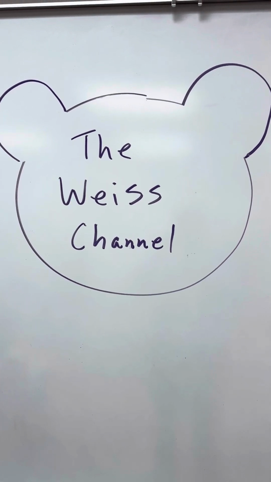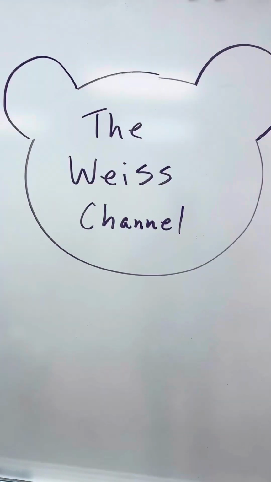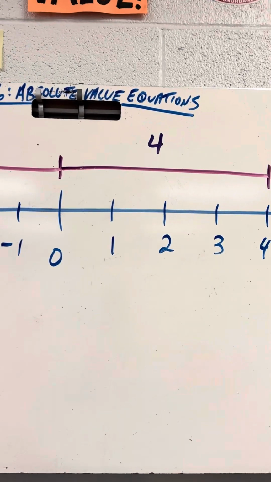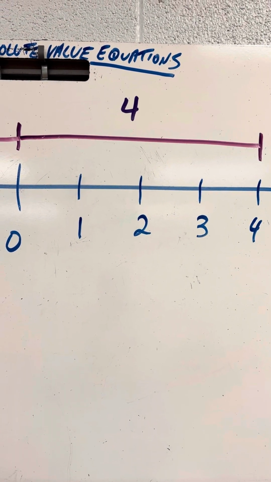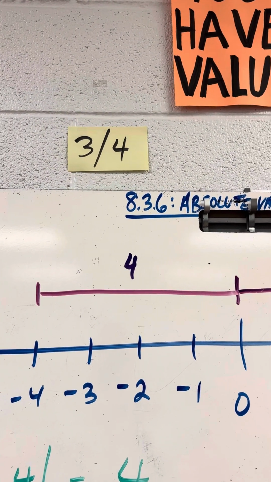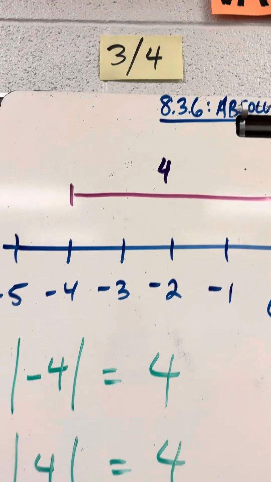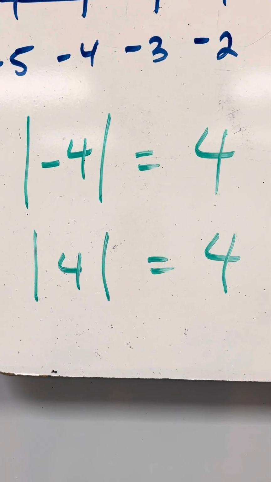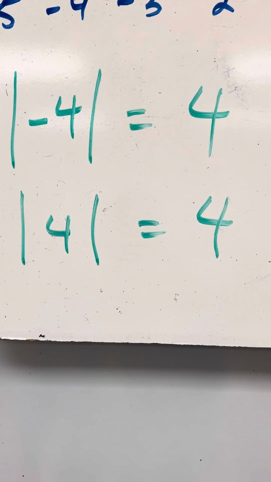Today, we're going to do absolute value equations. First of all, on a number line, would you agree from 0 to 4 is a length of 4? Would you agree that from 0 to negative 4 is also a length of 4? So we say the absolute value of negative 4 equals 4. The absolute value of positive 4 also equals 4.